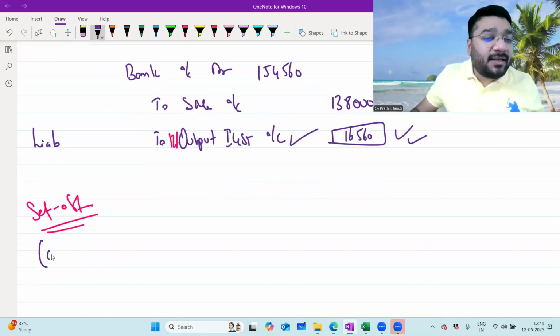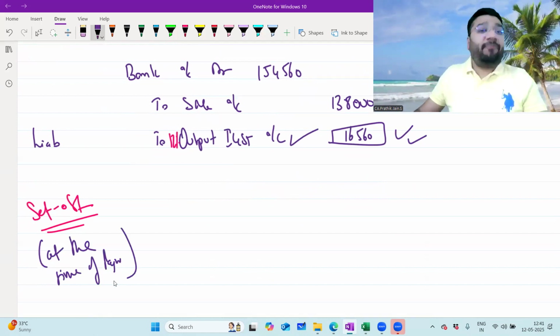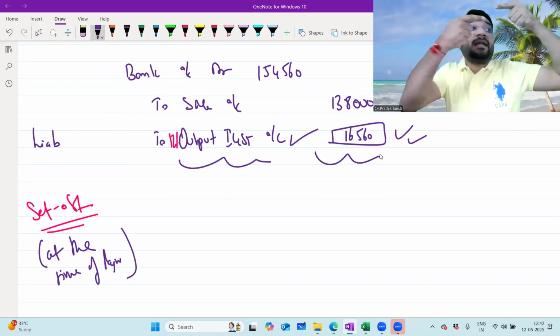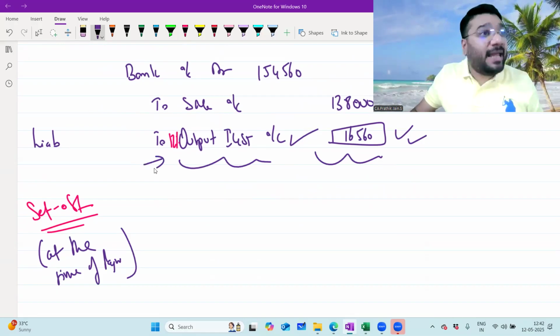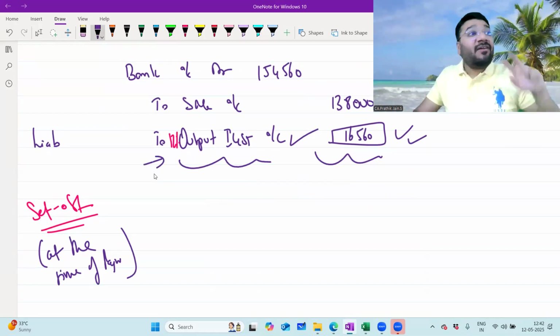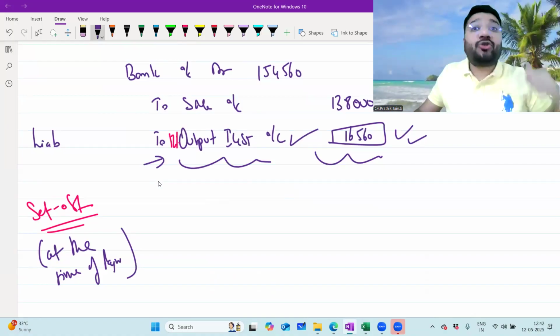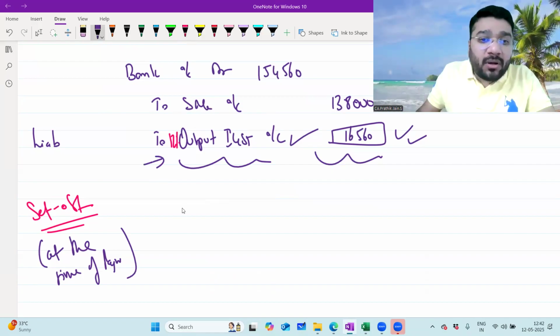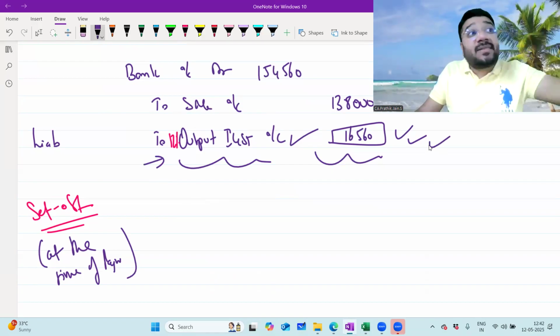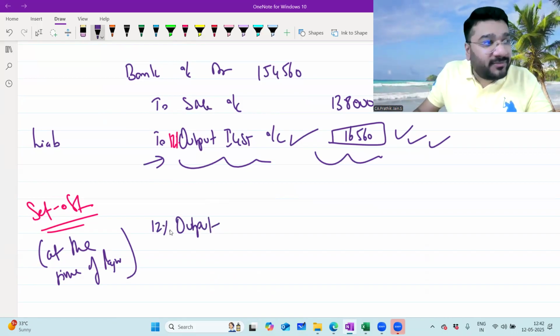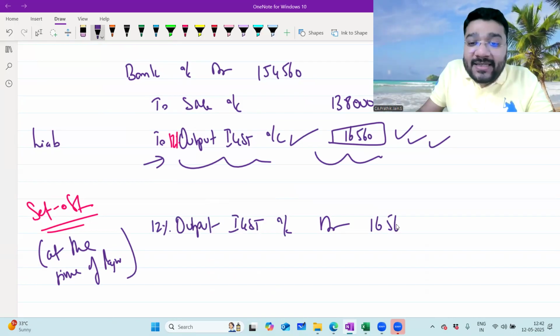This is the entry that is passed at the time of payment. At the time of payment, I'm going to reverse my liability. What is the credit purchase entry? Purchase to creditor. Creditor is a liability. To output IGST is also a liability. When we pay the creditor, the entry is creditor to bank. Like that, when I reverse my output IGST, it should be output IGST to bank. To create a liability, I credited. To reverse a liability, debit. So 12% output IGST account debit 16,560.